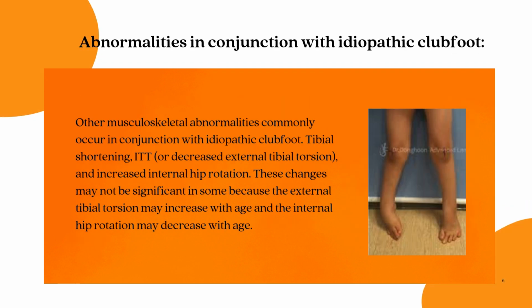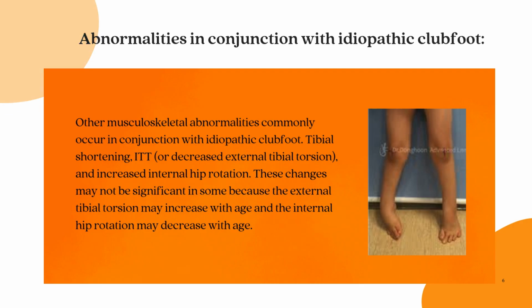Abnormalities in conjunction with idiopathic clubfoot. Other musculoskeletal abnormalities commonly occur in conjunction with idiopathic clubfoot: tibial shortening, ITT or decreased external tibial torsion, and increased internal hip rotation. These changes may not be significant in some because the external tibial torsion may increase with age and the internal hip rotation may decrease with age.